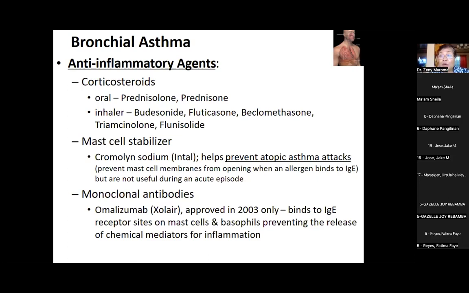So, it will open the airway kasi it will reduce the edema. It will reduce the bronchial edema. Kaya mag-open ang airway. Okay? Kaya po, for patients with acute asthma, binibigyan sila ng bronchodilator at saka corticosteroid like hydrocortisone. At ang bilis na reverse yung manifestation.